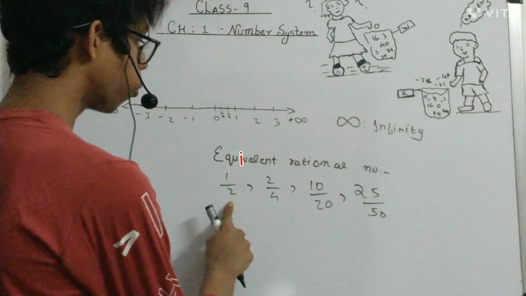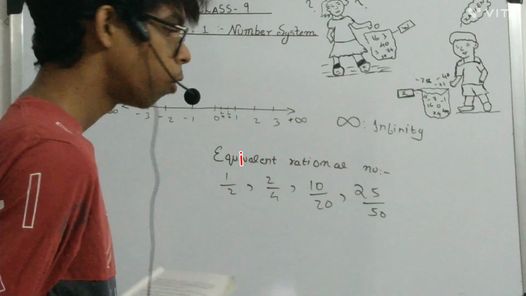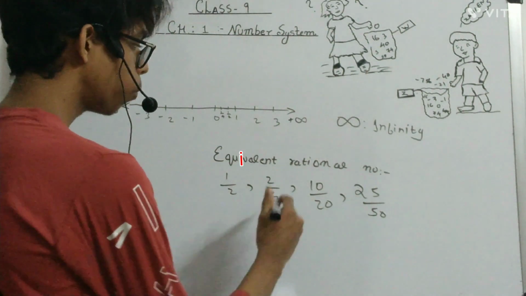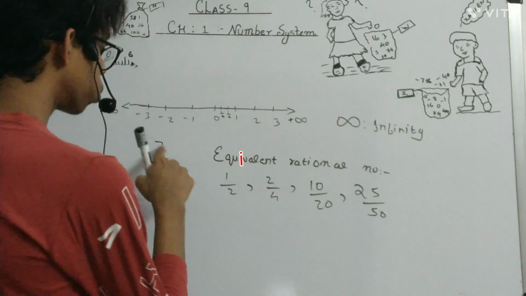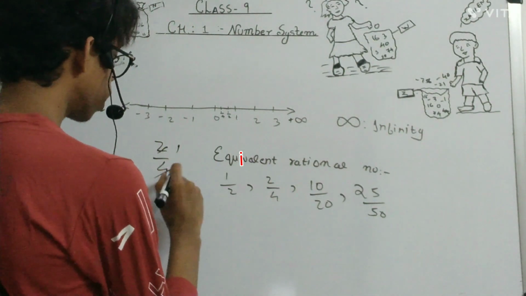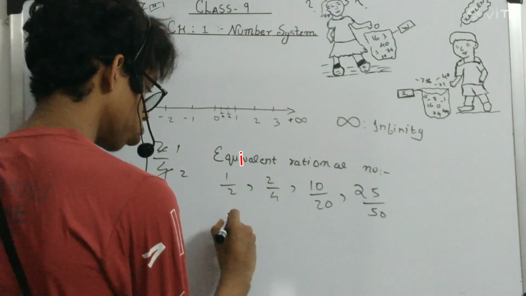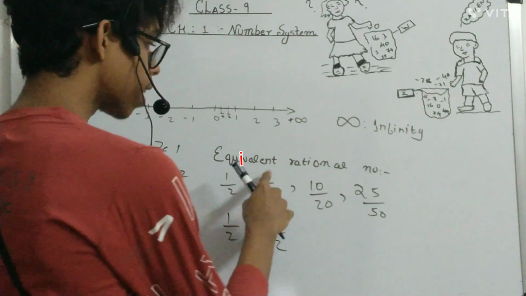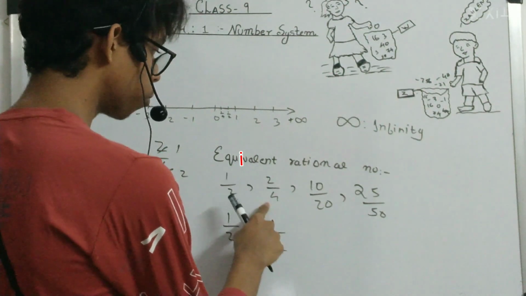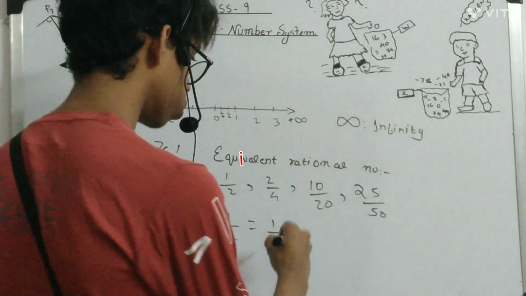So here we are having 1 by 2. Now just look at the next number, 2 by 4. We know 2 times 1 is 2 and similarly 2 times 2 is 4. So here also we will get 1 by 2. So from here we got 1 by 2 is equal to 1 by 2. That is, I simply cancelled off the 2 and 4, so I am getting the same as that of 1 by 2.